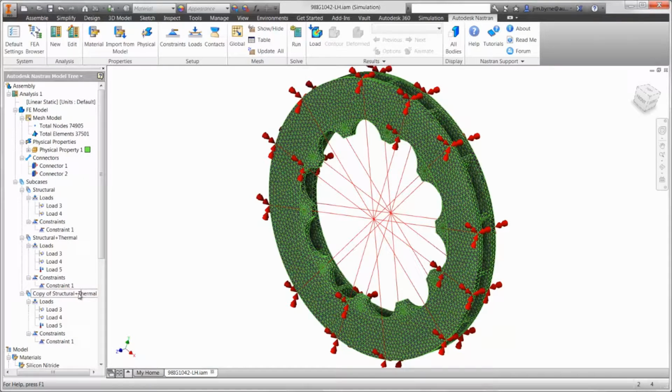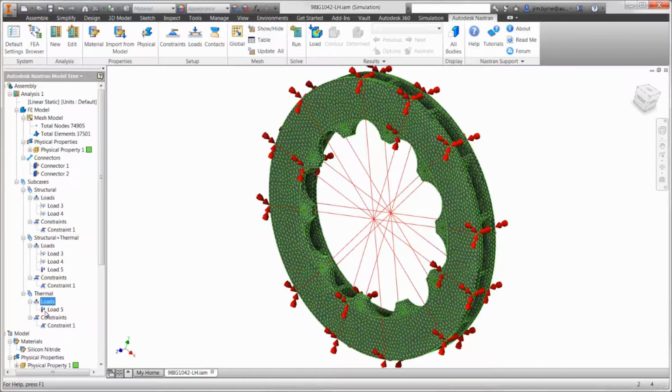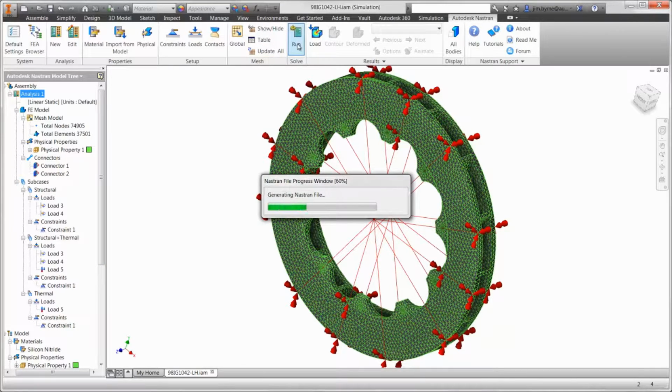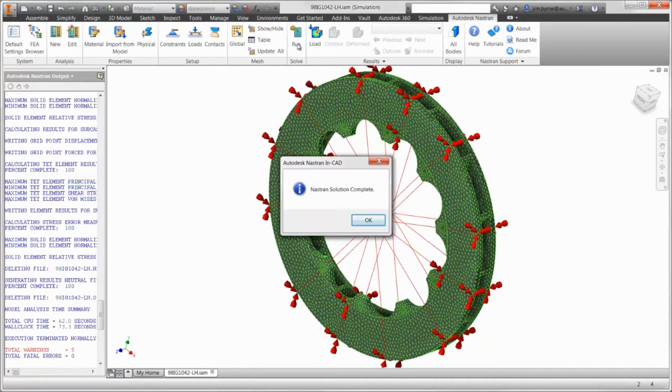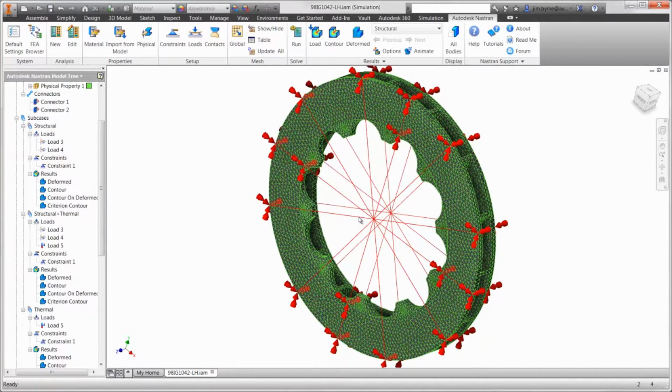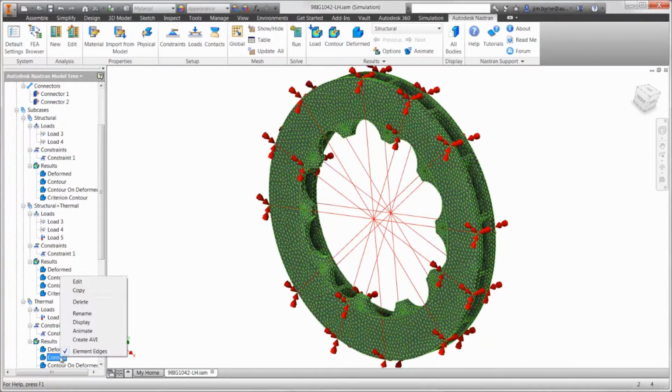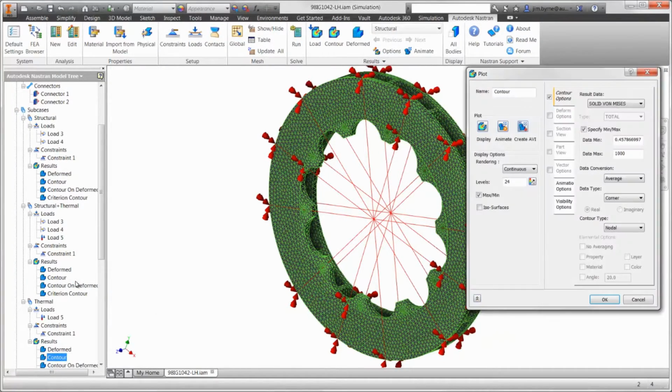After copying and pasting the study, we'll simply delete the two load conditions that were copied over. That's all we need to set up the linear static study. We're going to use the same mesh from the thermal analysis. This analysis also takes about 1 minute to solve. Let's take a look at the results using temperature as the only load condition.